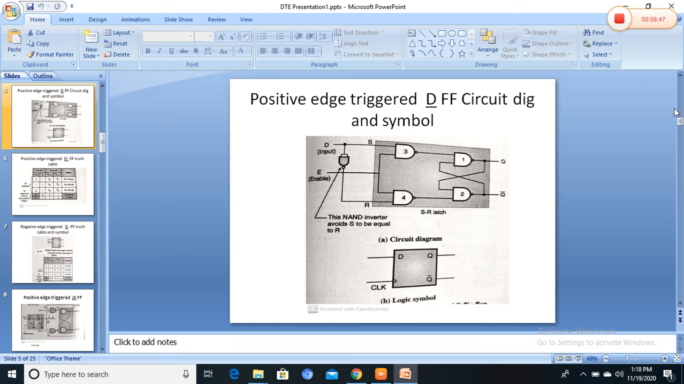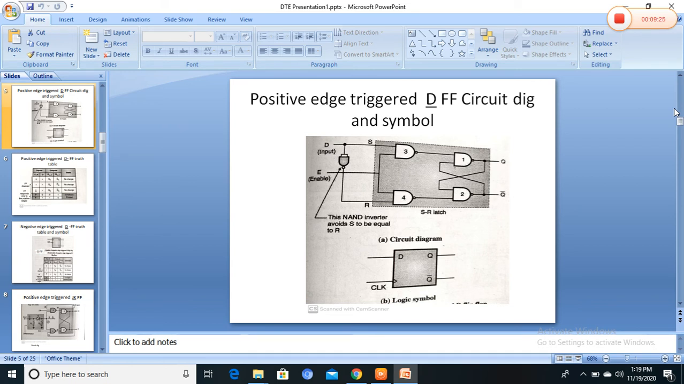This flip-flop is sensitive only to positive clock edges. It will not respond to positive or negative levels or the negative-going edge of the clock. If the clock is going upward and D is equal to 0, D equal to 0 means S is 0. This NAND gate acts as an inverter between S and R, so R becomes 1. Irrespective of the present state, the next state is Qn equal to 0 and Qn bar equal to 1. This is the reset condition. Q is equal to 0.